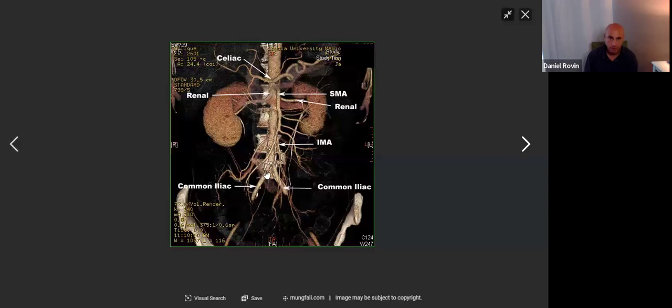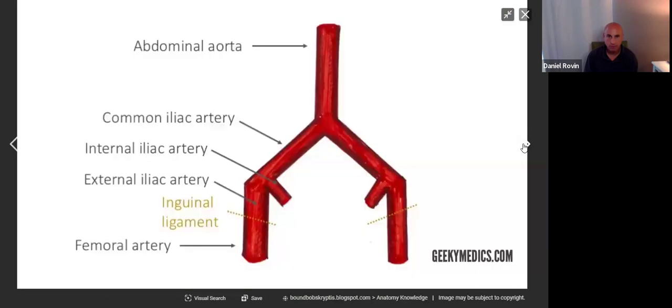There it is on this imaging as common. Then it's going to become external here. It kind of blacks out, but we see it coming in the pelvic bowl. And again, as soon as it leaves the pelvis, as soon as it crosses, there it is, crossing past the inguinal ligament. See, they schematic line the inguinal ligament. Now it's called the femoral artery.